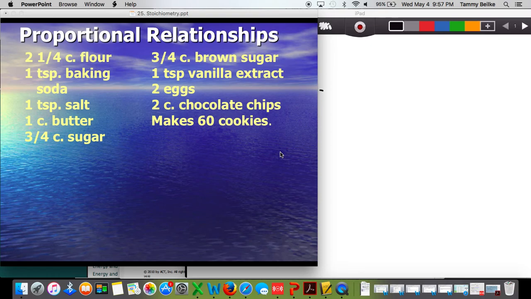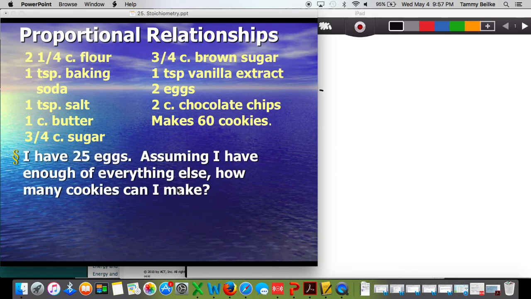Well, let's think of it this way. This recipe is essentially like a chemical reaction. It tells you all the ingredients of the reaction, right? We have all of these ingredients come together and make this product, 60 cookies.